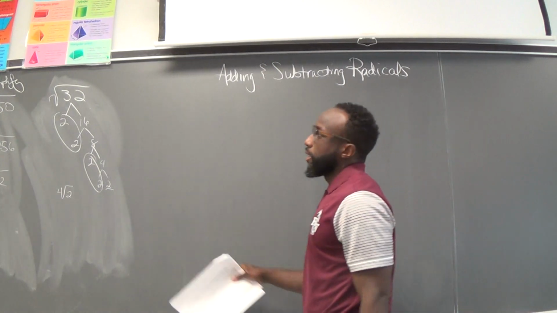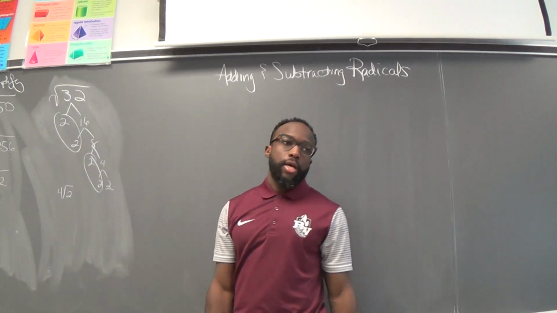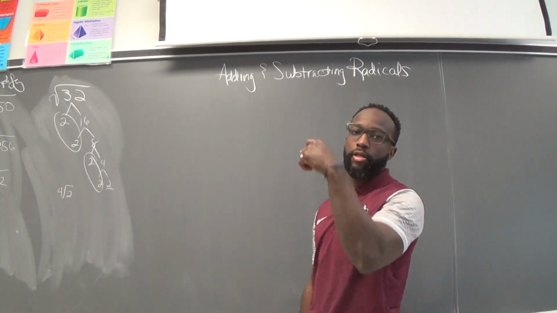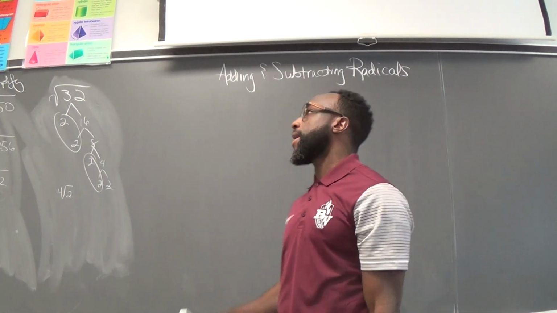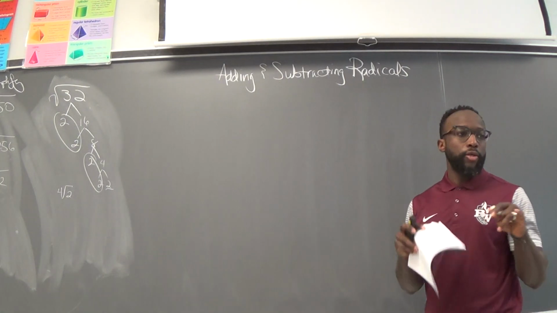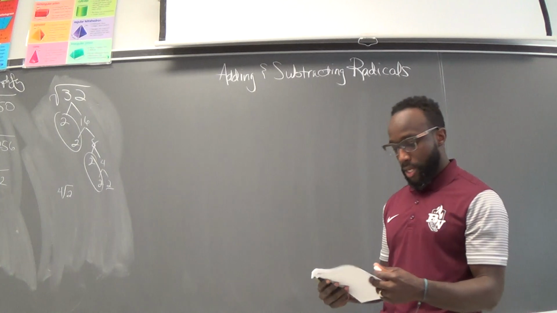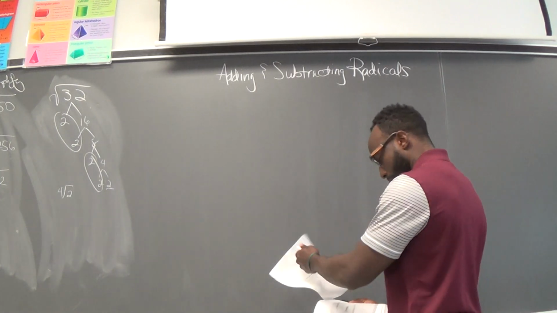Earlier we simplified radicals by breaking them down using our factor tree and then circling our pairs, and the pairs go on the outside. Today we're going to put multiple radicals together, and we're going to either add them or subtract them. Okay, so let's look at some examples.